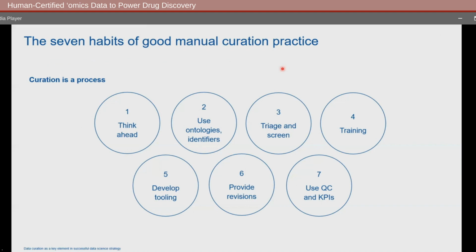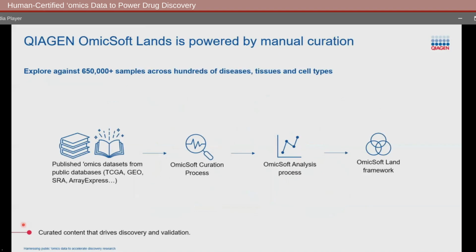For the remainder of this webinar, I'm going to focus on the QIAGEN Digital Insights curated omics datasets, which are found in our OmicSoft Land databases. To date, QIAGEN curators have spent over 60,000 hours of manual curation effort to clean up thousands of disease-relevant datasets found in repositories like GEO and ArrayExpress, and large consortia like TCGA, GTEx, and CCLE, resulting in databases with over 650,000 samples ready for data science applications.